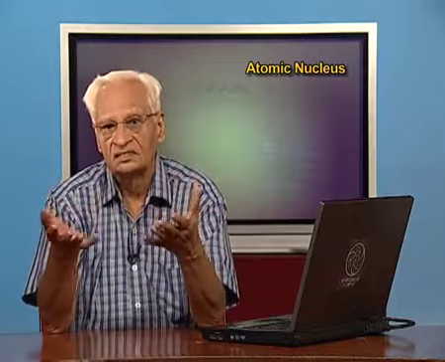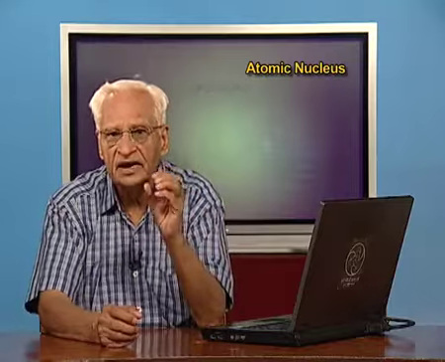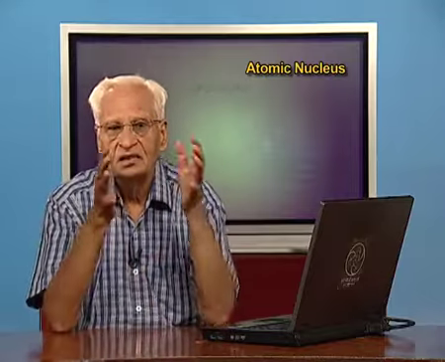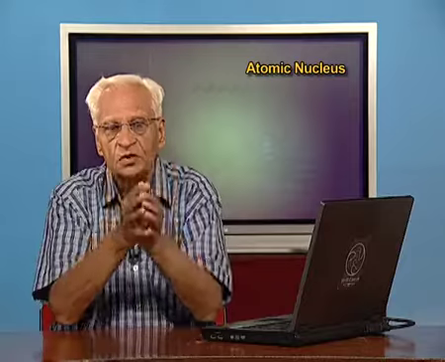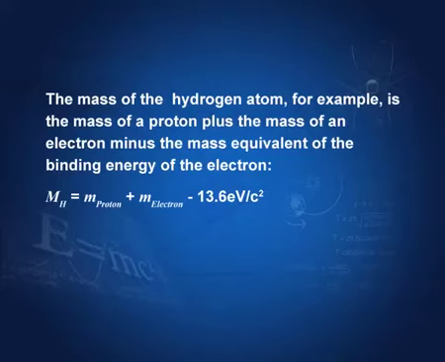Energy loss means mass loss. Therefore, the mass of an atom is also slightly smaller than the combined mass of the nucleus and the electrons. And the mass of an atom, say a hydrogen atom, would be the mass of a proton plus the mass of an electron minus the binding energy divided by c squared.